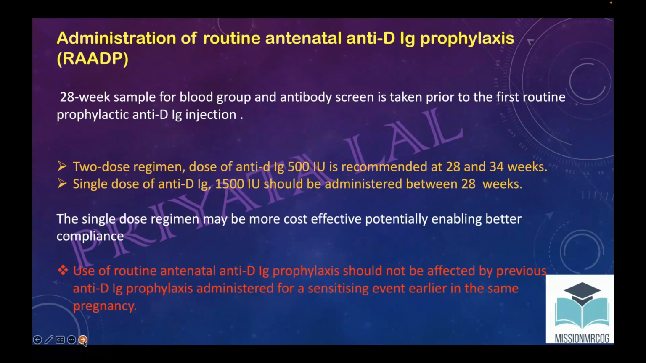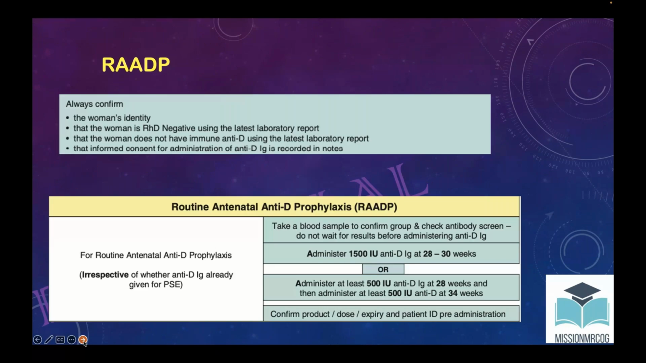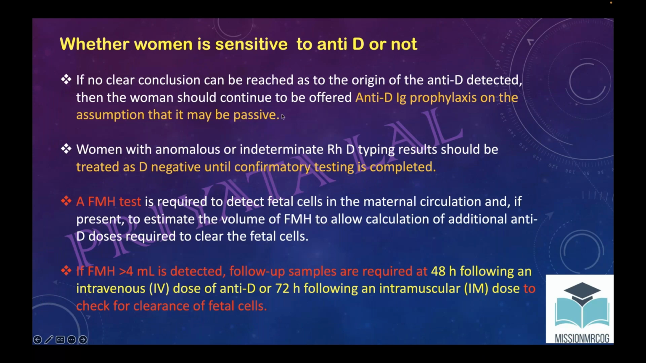Now this is the same thing that I have spoken about, this routine antenatal NTD prophylaxis. So either it will be a single dose: first they would be checked for blood group and antibody screen, then administration will be done, 1500 single dose, at 28 to 30 weeks. Or, if the two dose regime is used, one dose will be at 28 weeks and the second dose will be at 34 weeks.